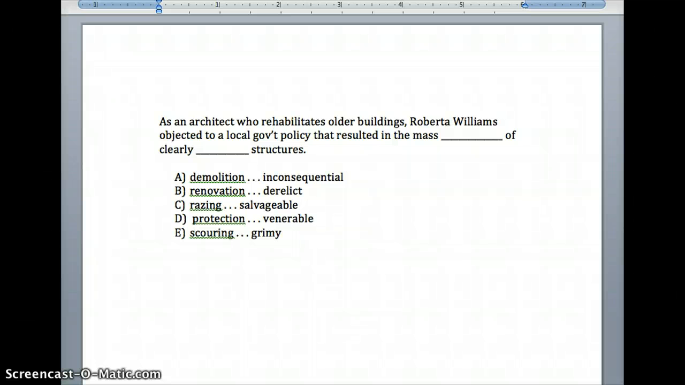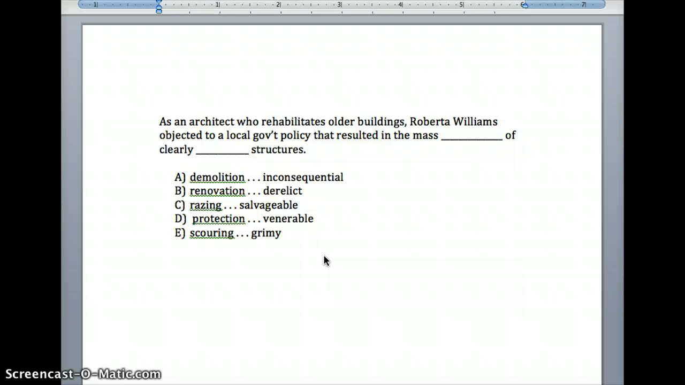The second half then tells you that this is something of a contrast question because she has the job of rehabilitating older buildings, right? Rehabbing them in current language. She's going to object to a local government policy that resulted in the mass something of clearly blank structures.